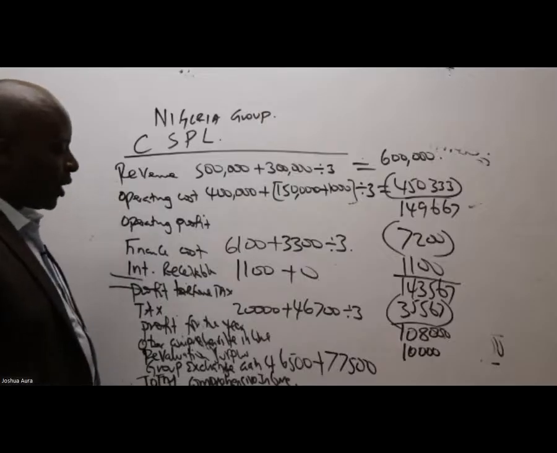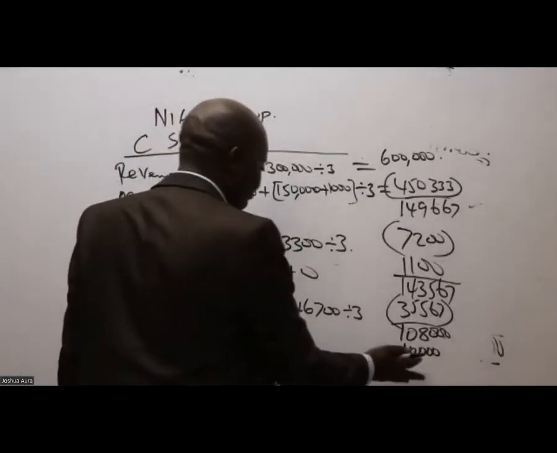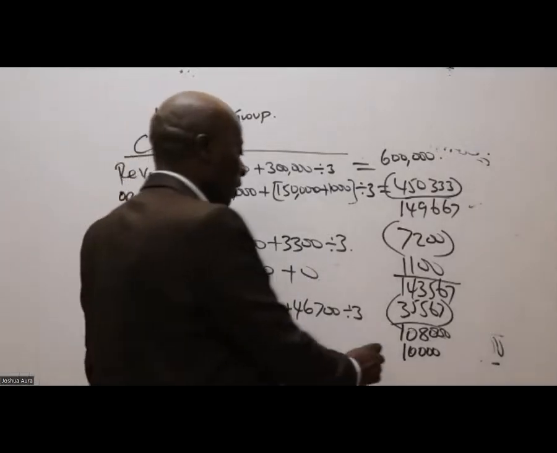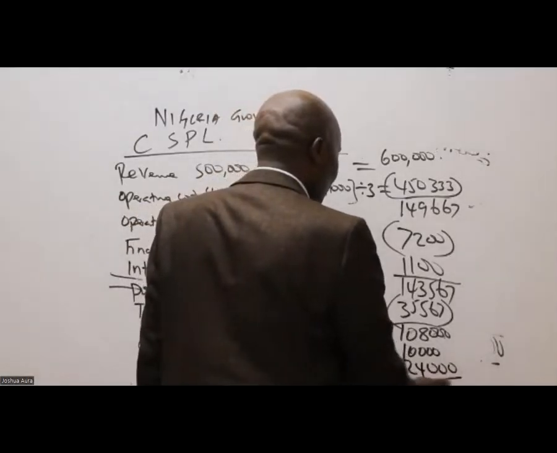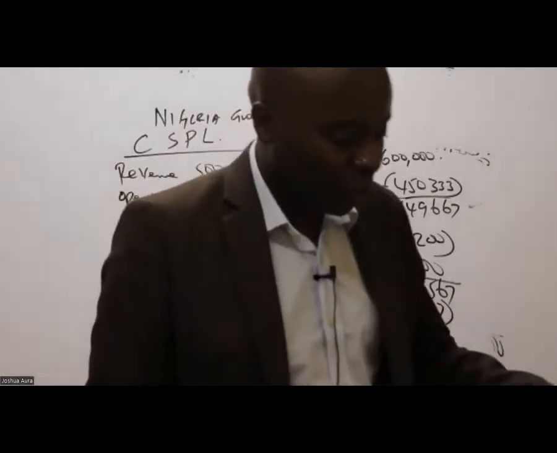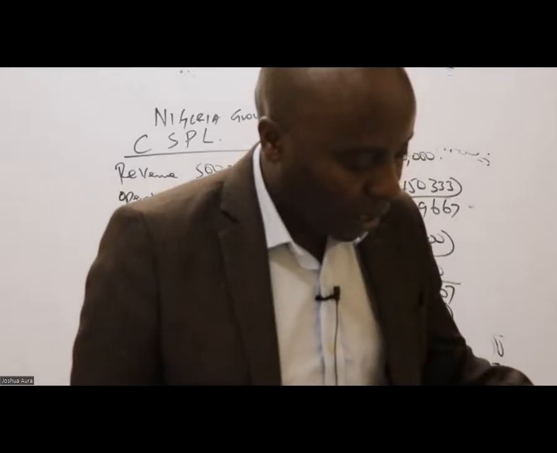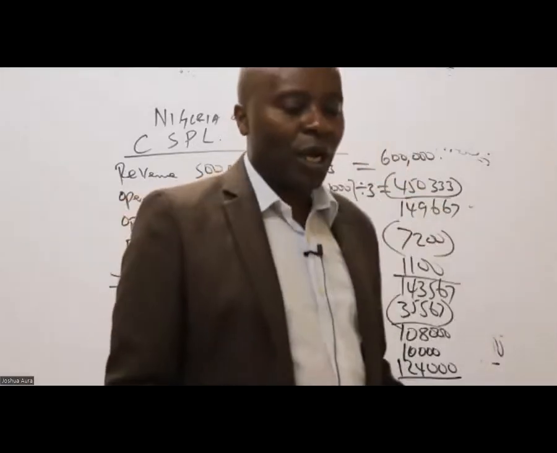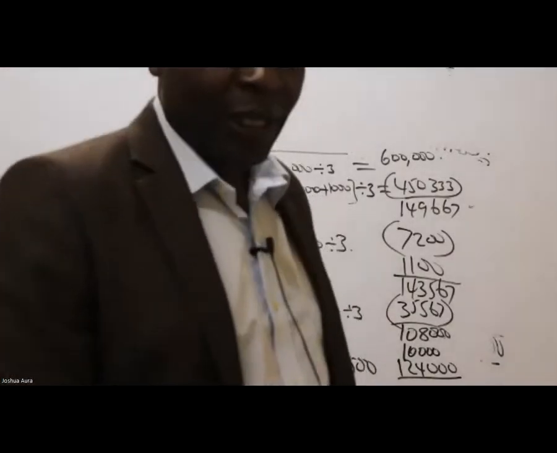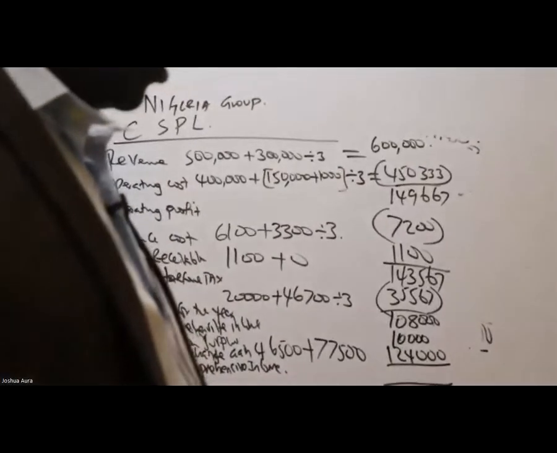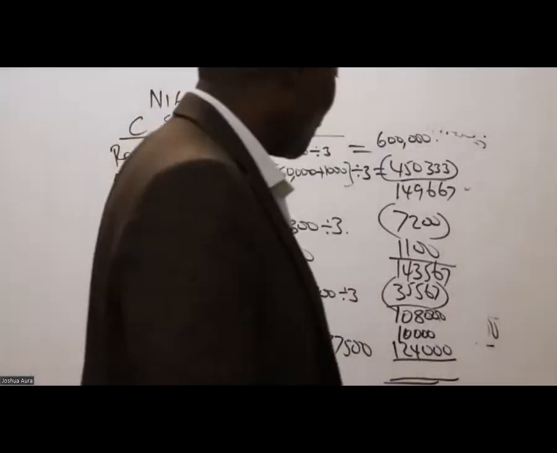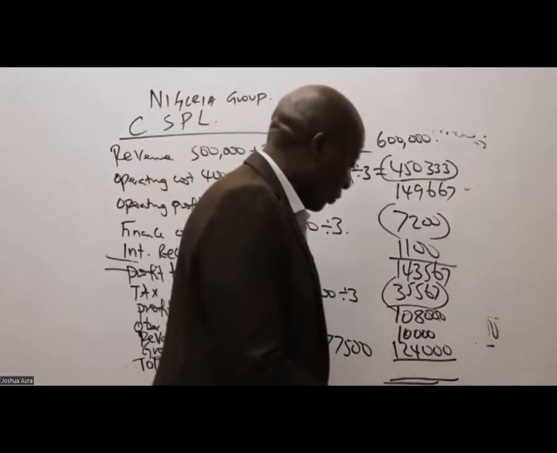So 46,500 plus 77,500, how much do we have here, somebody? 124,000. So please come and add there for you to be able to give us the total comprehensive income. Total comprehensive income, when you add, how much does it come to? 242,000.